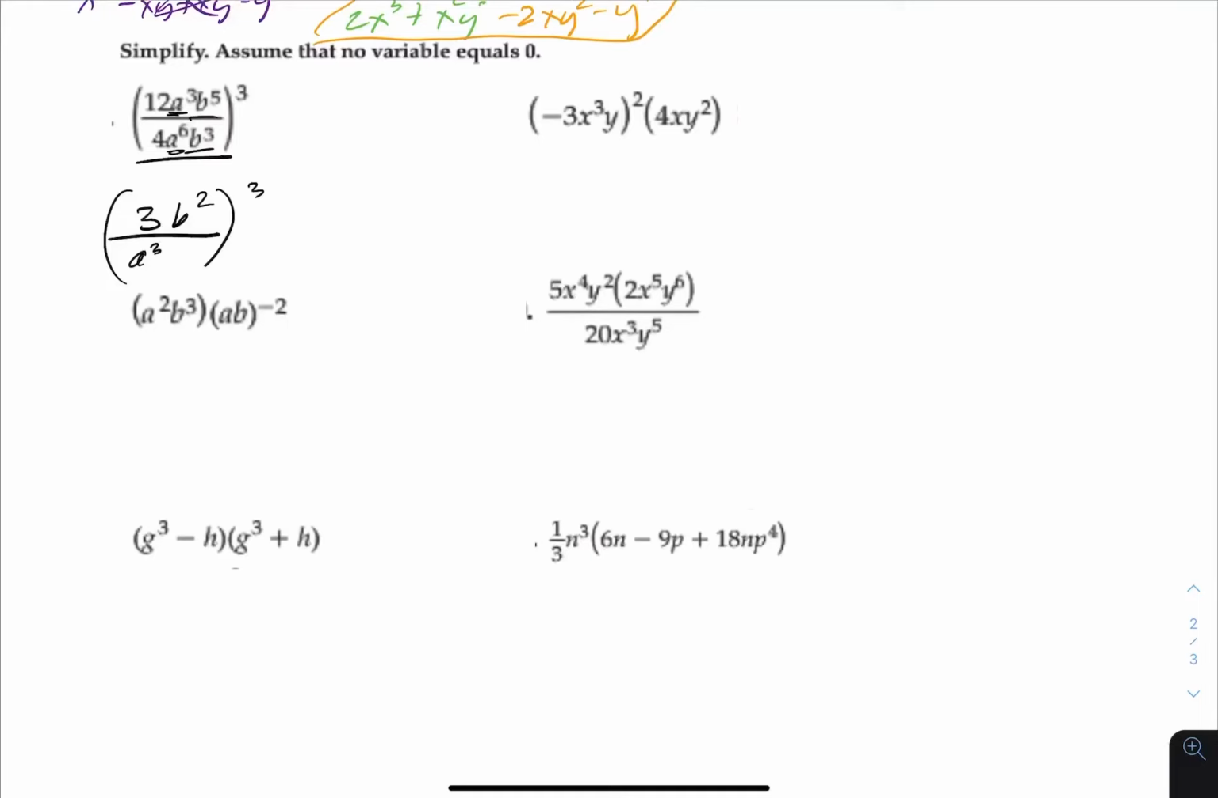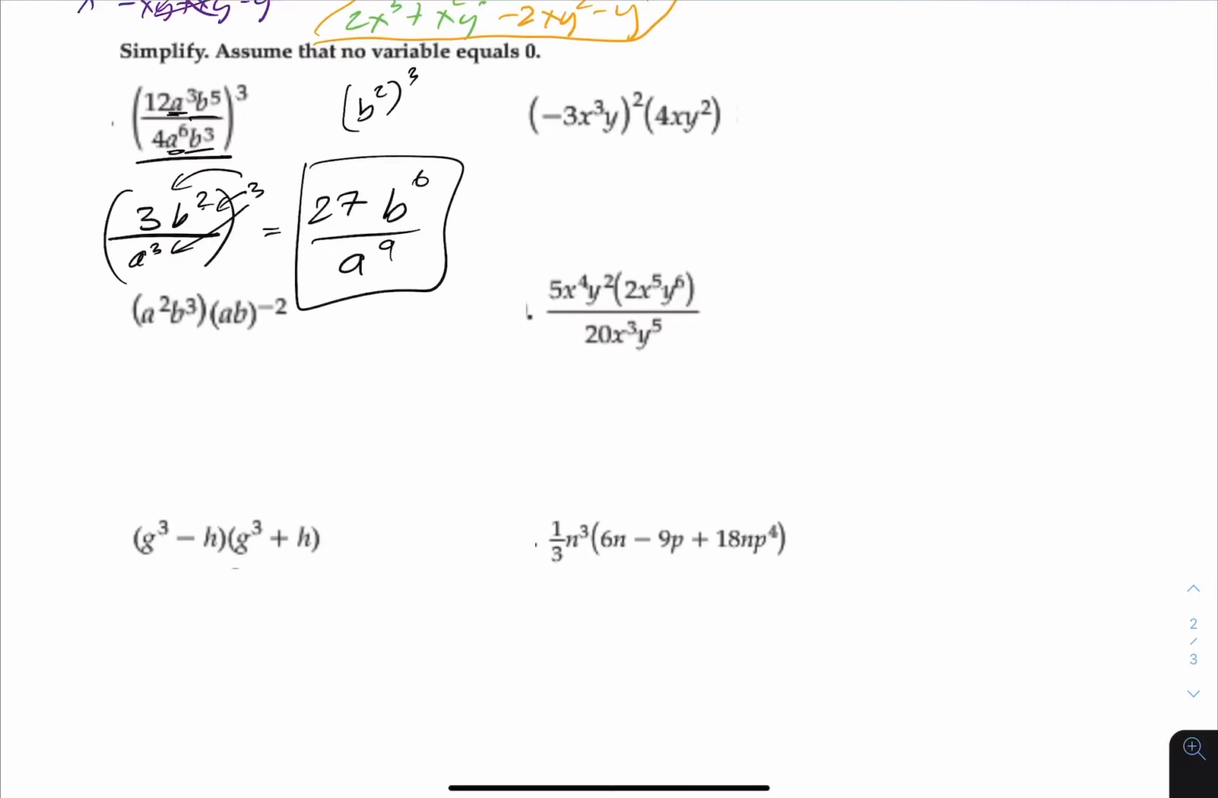So what happens there? That 3 goes to every single thing. So 3 cubed is 27. B squared cubed, right? So you multiply the powers, so b to the 6, and a to the 9 for the same principle.